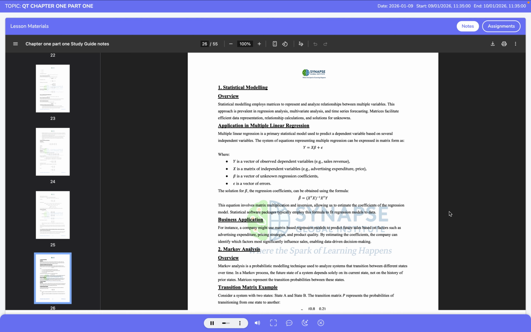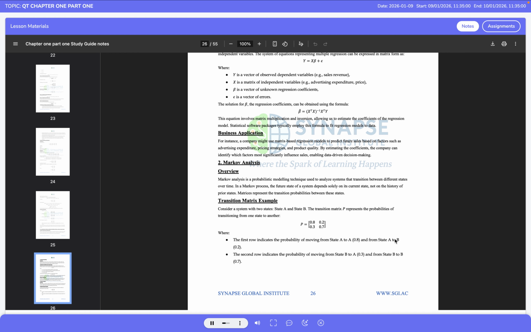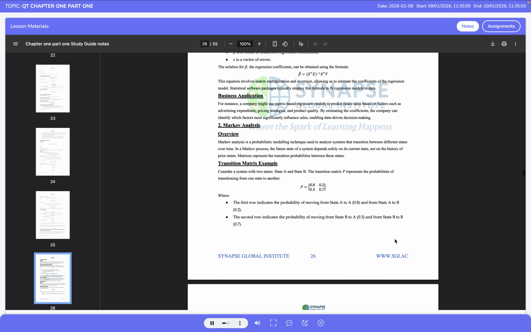We now turn to Markov analysis. Markov analysis is a probabilistic modeling technique used to analyze systems that move between different states over time. A key feature of a Markov process is that the future state depends only on the current state and not on the sequence of past states.